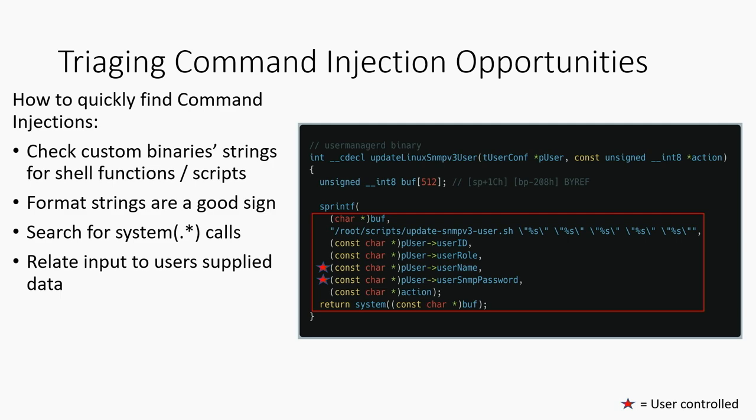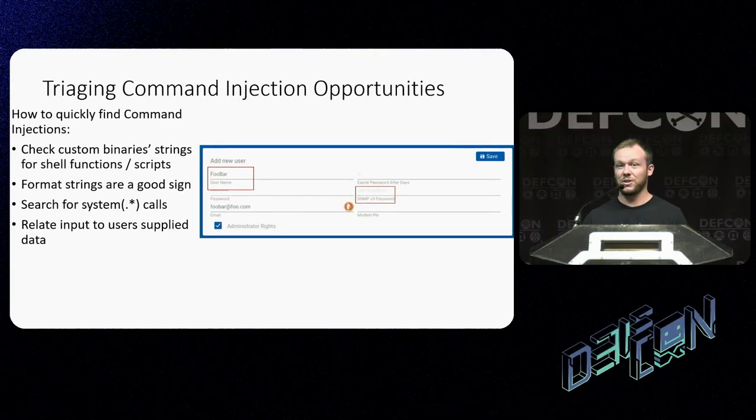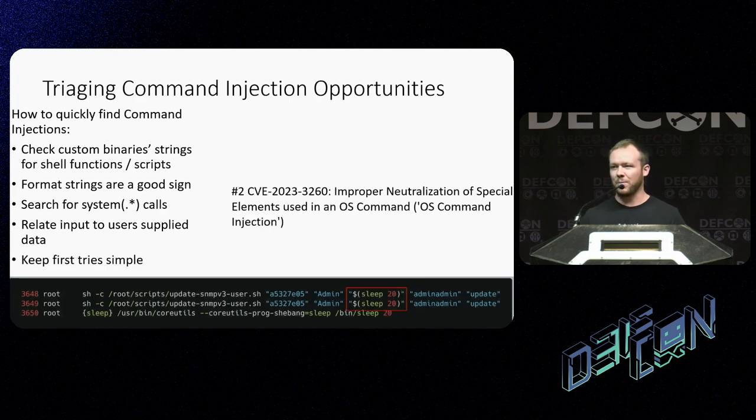So the next step is to relate that back to really validate that you actually do control those as malicious data. So looking at the add new user, you can see the username there as well as the SNMP v3 password. The last step, if you're doing a blind command injection, is to always try to keep it as simple as possible.